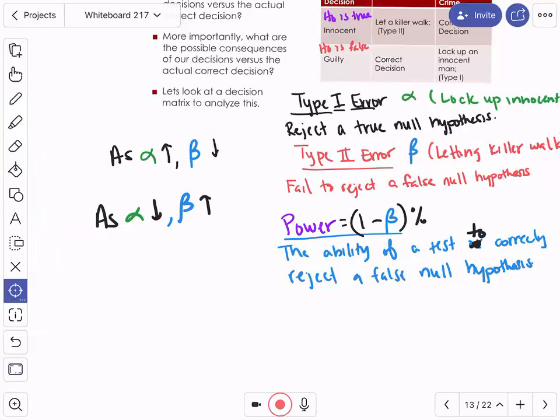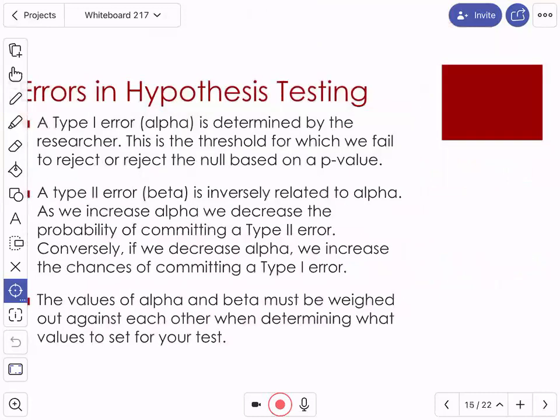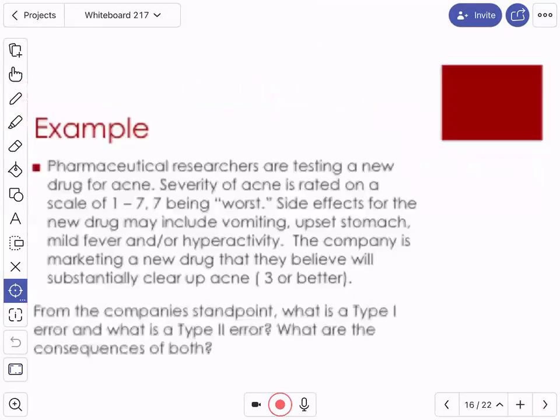In this particular case, if I do 1 minus 0.25, that's 75%. If I do 1 minus 0.75, that's 25%. I'd rather have a 75% power test than a 25% power test. So I want this beta value to be as small as possible. To do that, I have to increase alpha. I have to increase making this error of locking up innocent people. That's real life, by the way.